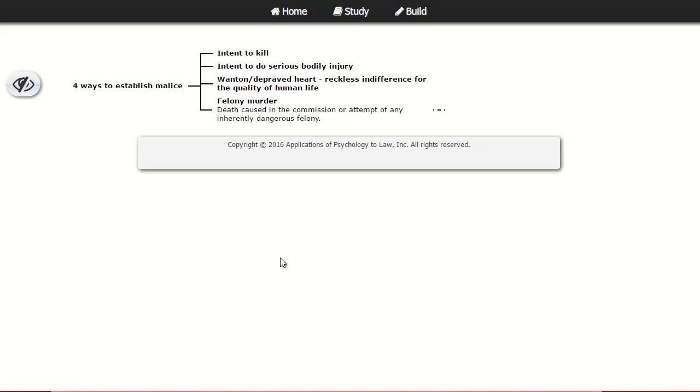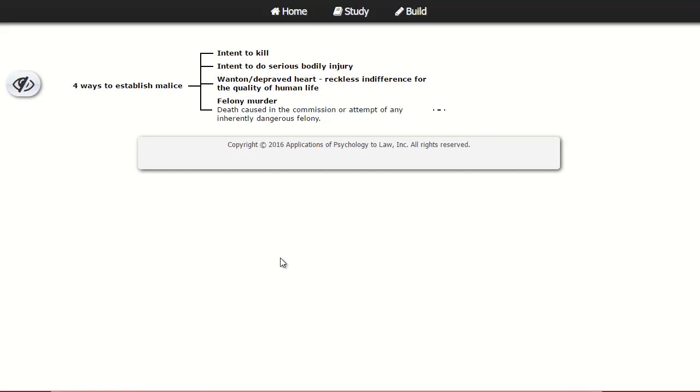Well, what about wanton depraved heart? Yeah, I think so. If you put rat poison in somebody's soup, I think this would qualify for reckless indifference for the quality of human life. Felony murder, no, she wasn't committing a felony. So you want to go through all 4.